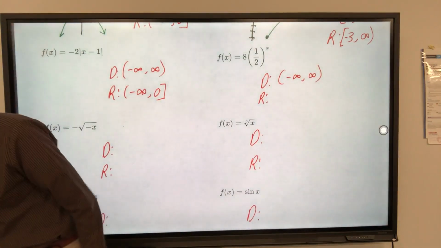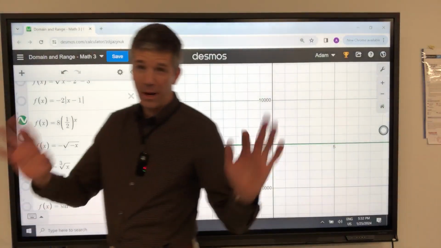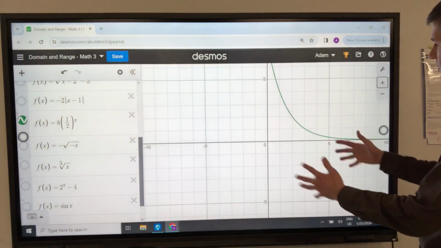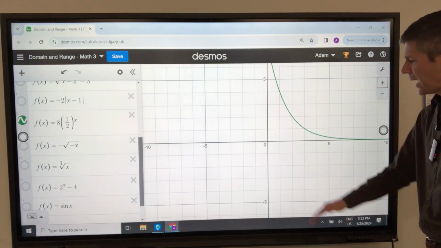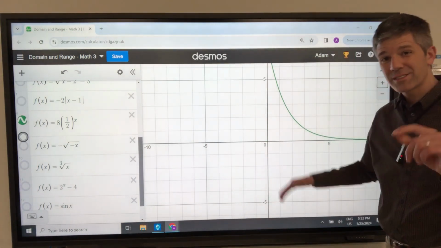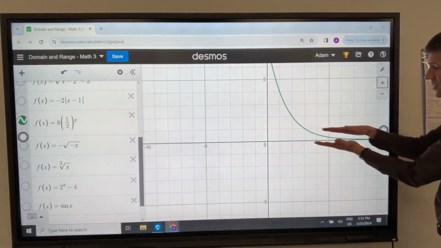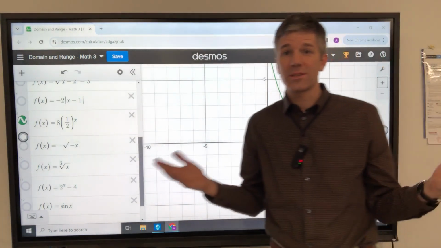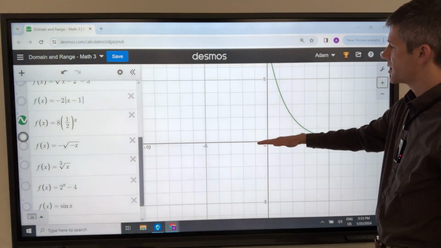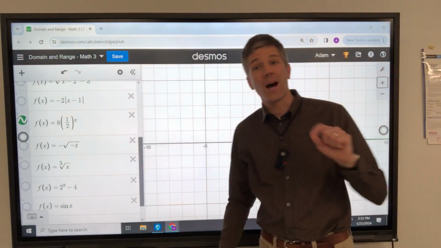And now for my range, make it sound like a magic trick. And now for my range. My range, let's go back to the regular viewed screen, regular standard zoom. I would say, okay, nothing in the negatives, and then 0. Well, I just told you a minute ago, this thing will never touch the x-axis. So 0 is not an option, right? So not 0. So from 0 to infinity, but not including 0.